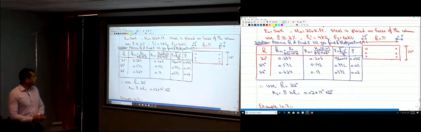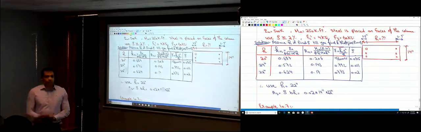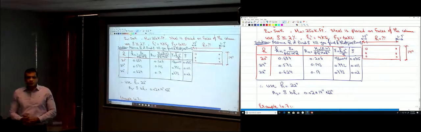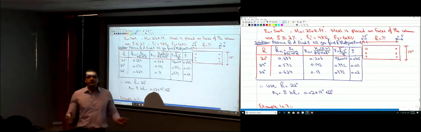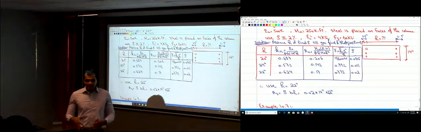Okay? So, any questions? Now those three examples cover the design of a beam column using the interaction diagrams. Is there any other option for a design, or any other statement for a design problem?